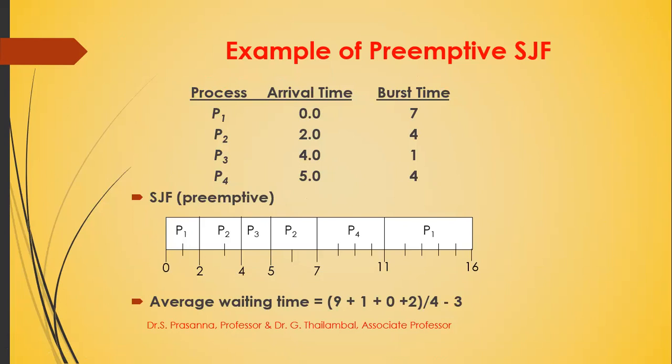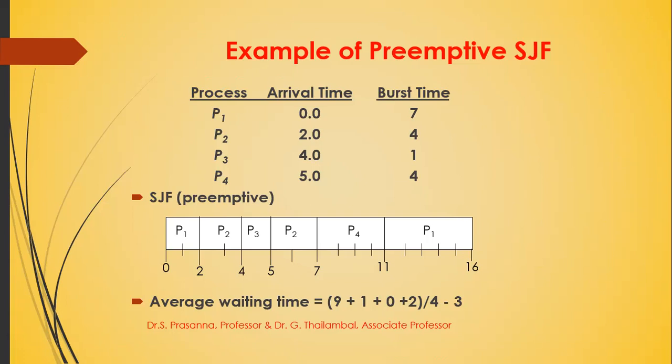And this is the example of preemptive SJF. For processes P1, P2, P3, P4, the arrival times are 0, 2, 4, 5 and the burst times are 7, 4, 1, 4. As this is a preemptive method, when a process is in execution and another process arrives, we have to check the burst time of each process. Whichever is lower, that process needs to be executed. So therefore, the process in execution will be preempted.